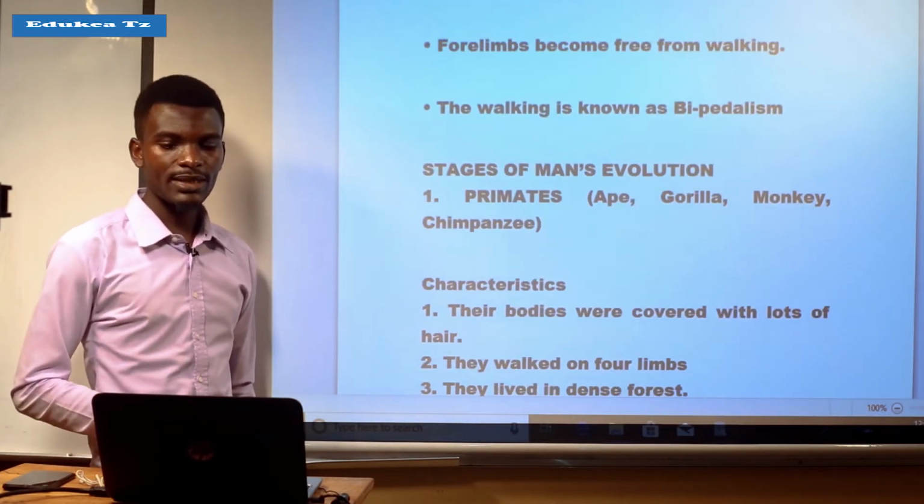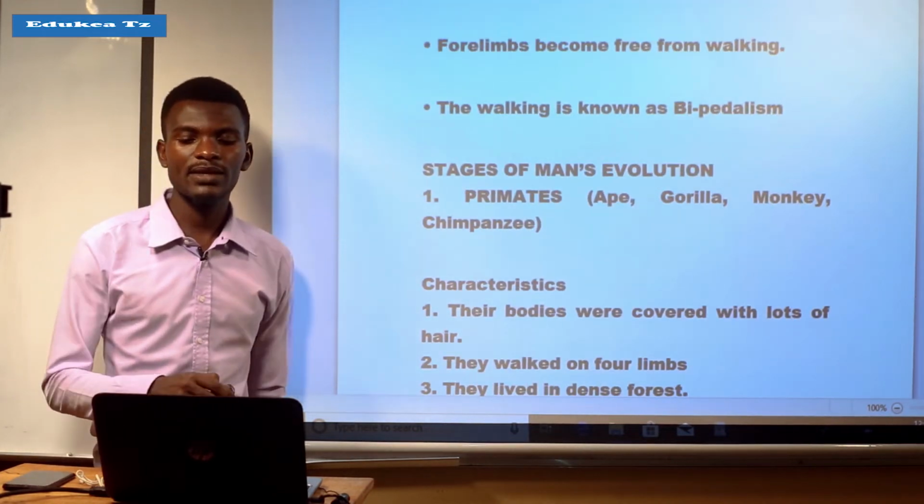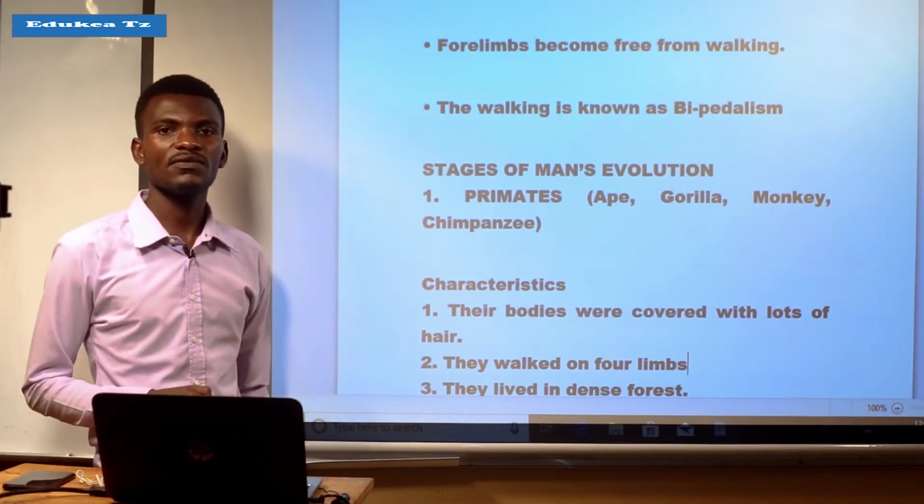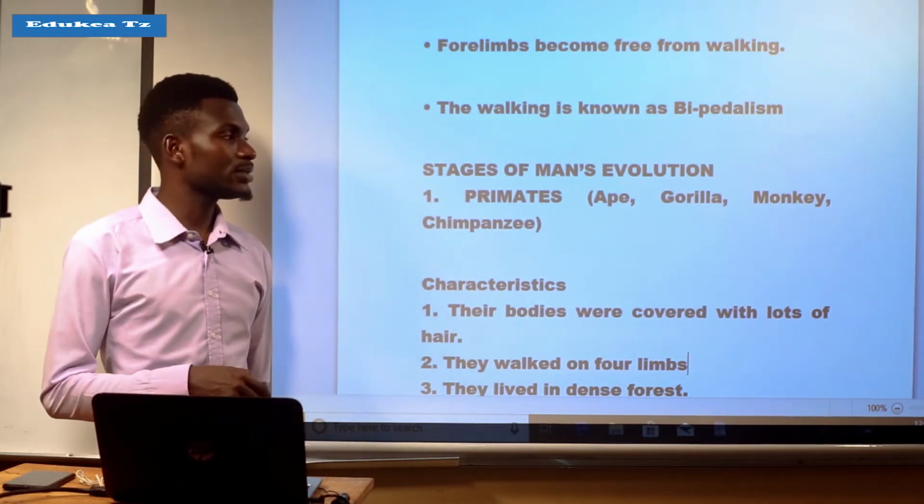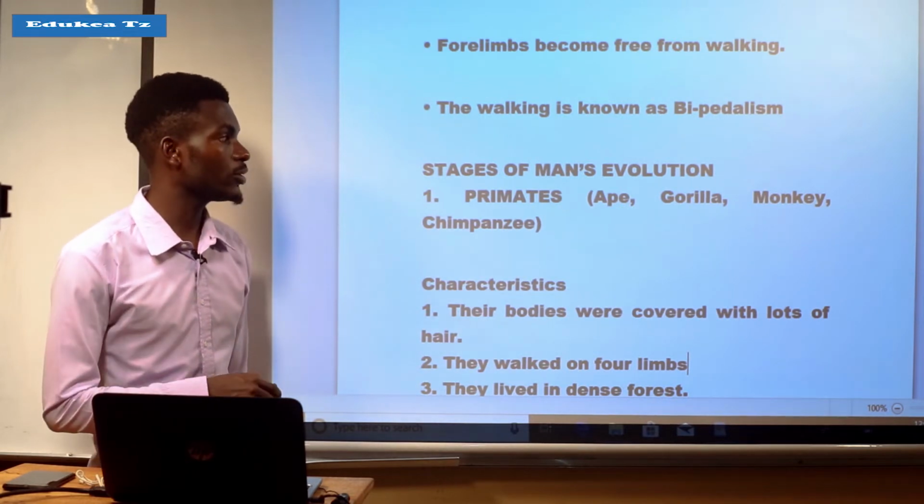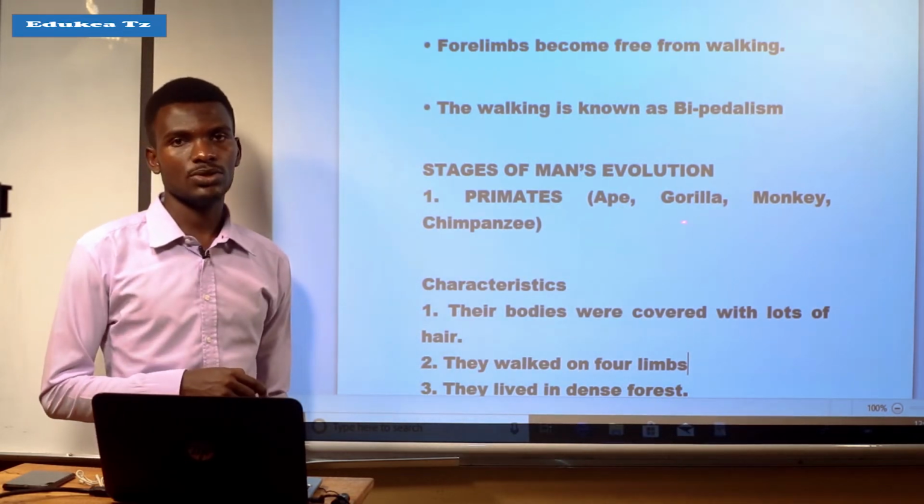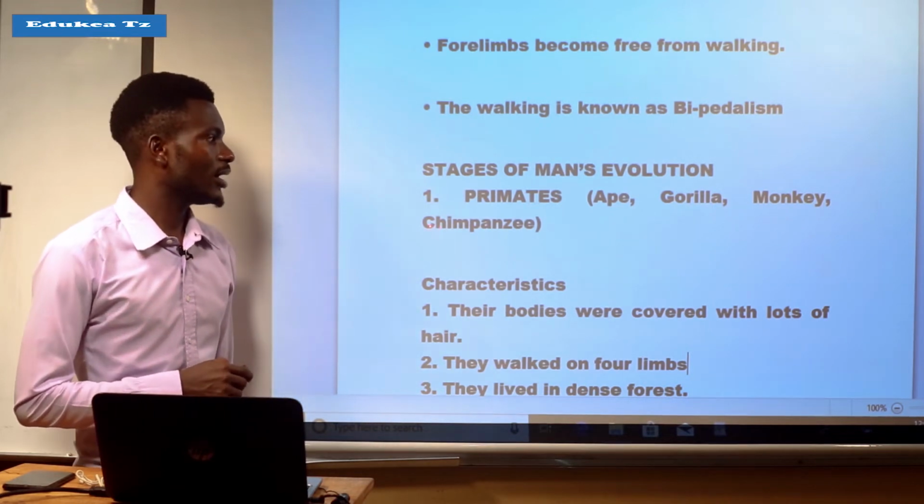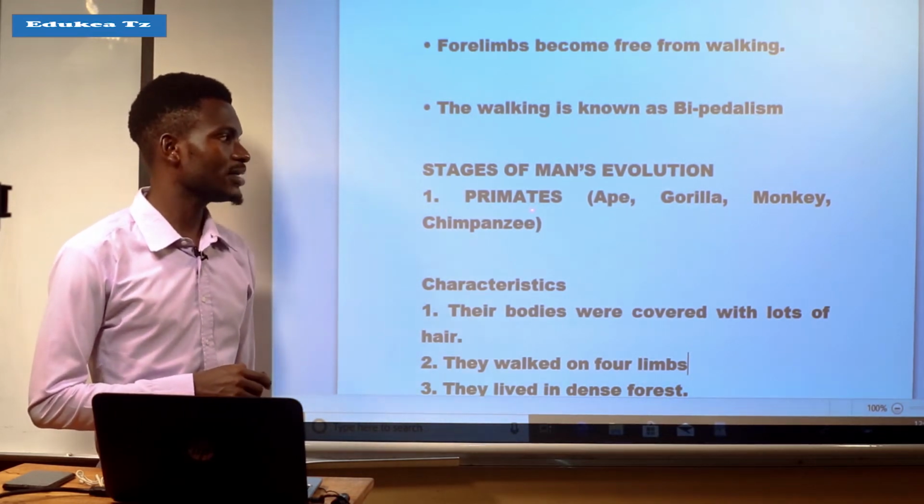So let us see the stages of man's evolution. It means that the evolution of man passed through different stages. So we are going to see those stages of evolution of man. The first stage was primates.